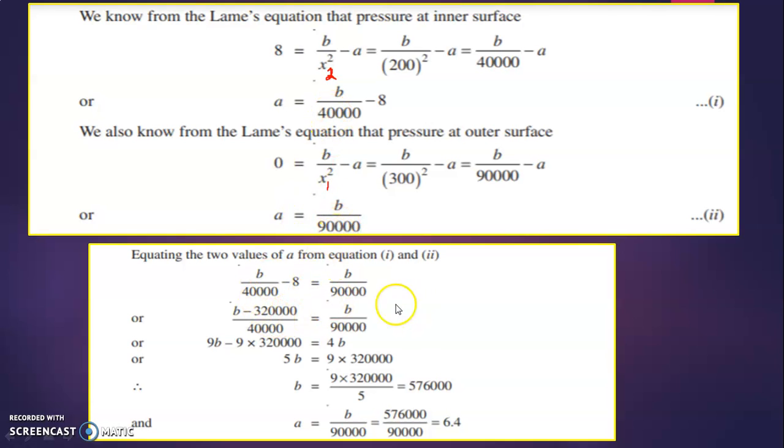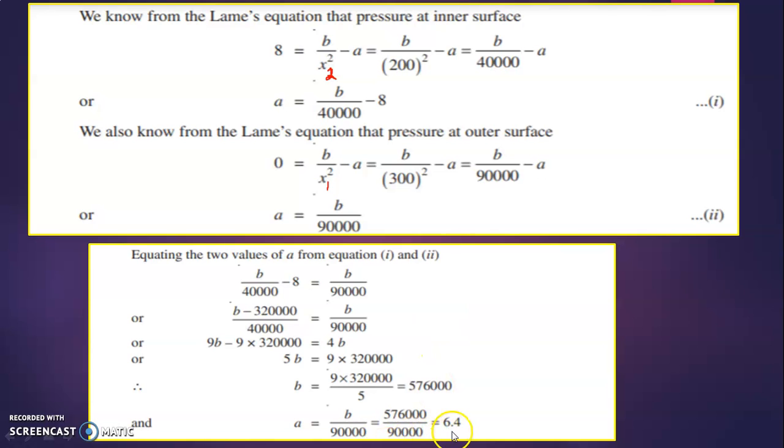Simplify this, you get B is equal to 5,76,000. This is the value of B. Now, once you get B, you can substitute in any one of these equations, either equation 1 or 2. The calculation becomes simple if you substitute in equation 2. So we have the B value, write that and divided by 90,000, that gives A is equal to 6.4. So now we know what B and A are.